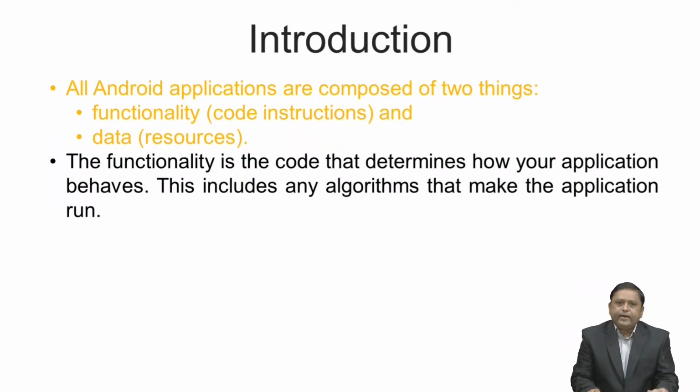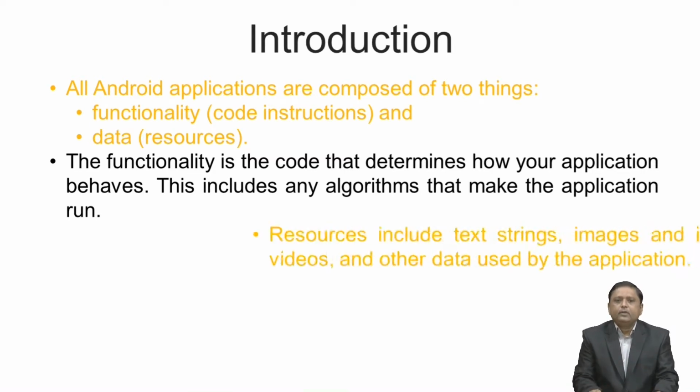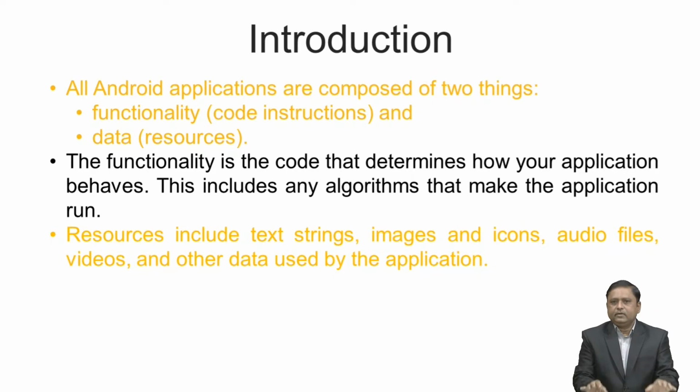The functionality is the code that determines how your application behaves. This includes any algorithm that makes the application run. For example, we write down instruction for displaying toast. So, that is called functionality. I want to display a particular message when user clicks on button. So, this is called functionality. So, for that we write down Java code. The second part is resources.